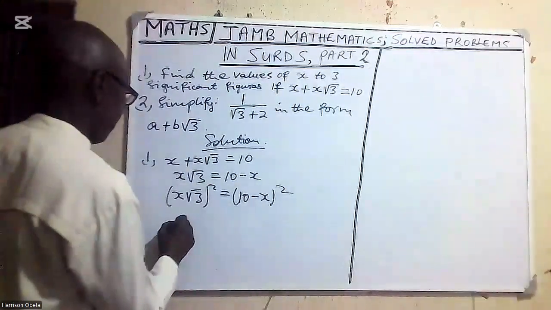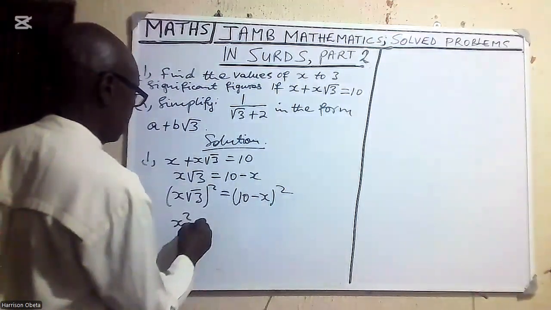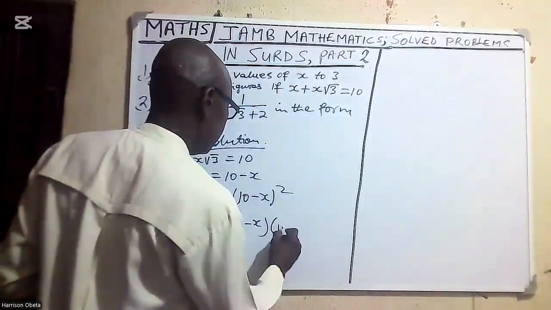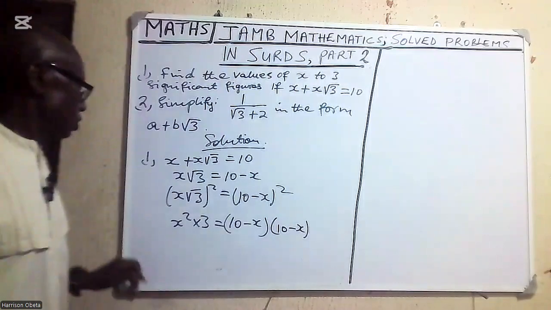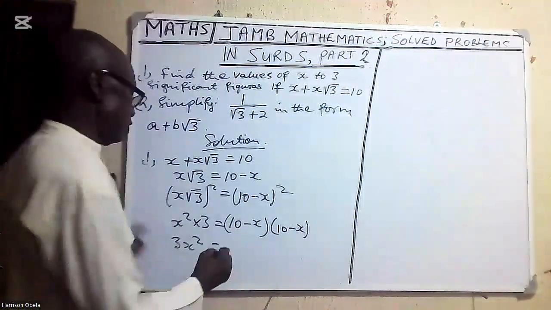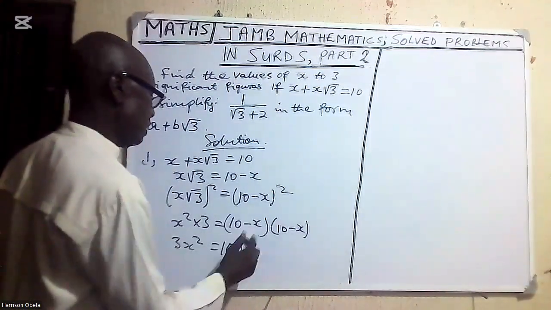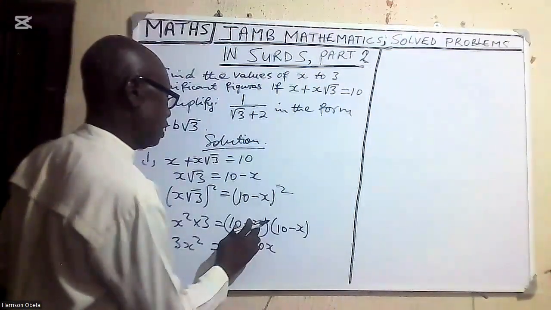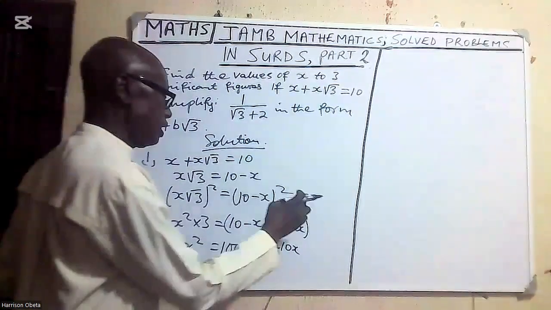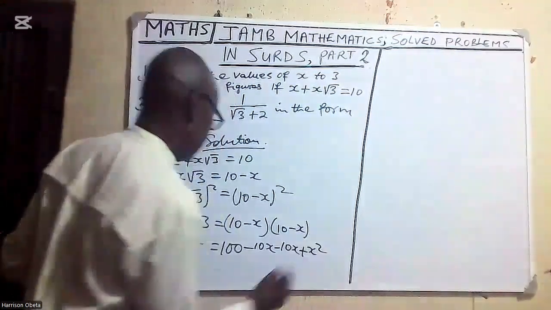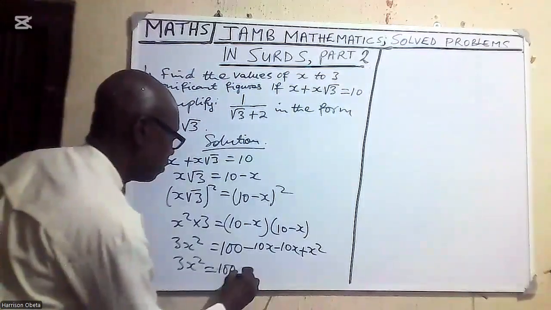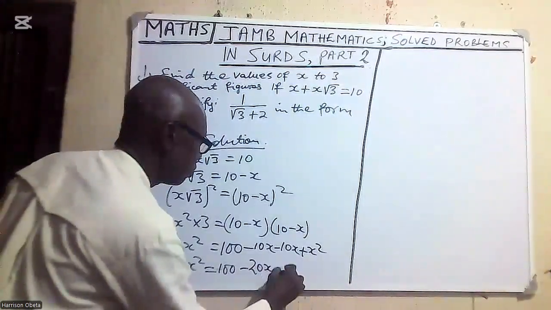And this will give us x squared times 3 equal to 10 minus x into 10 minus x. So this one will give us 3x squared equal to 10 times 10 is 100. 10 times minus x is minus 10x. X times 10 is minus 10x. Minus x times minus x is plus x squared. And that is 3x squared equal to 100 minus 20x plus x squared.